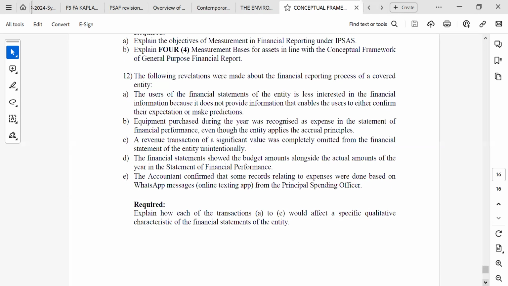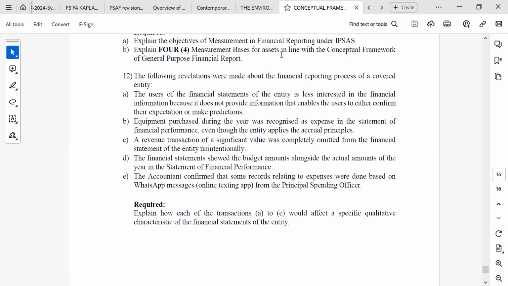Question 12. Okay. The following revelations were made about the financial reporting process of a covered entity. A. The users of the financial statements of the entity are less interested in the financial information because it does not provide information that enables the users to either confirm their expectation or make predictions. Okay, let's stop there. Which of the qualitative characteristics are we talking about here? Understandability? Are you sure? It's supposed to be relevance. Confirmation. Relevance. Yes. So relevance should help us, it should have a confirmatory and predictive value, isn't it?